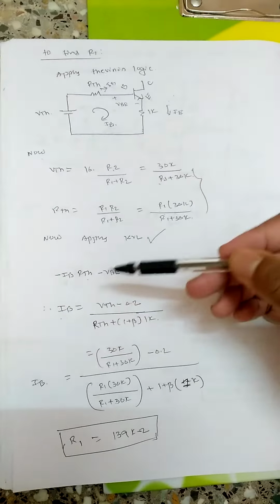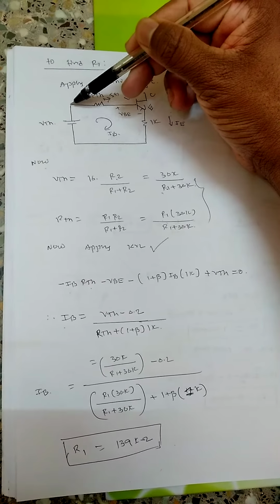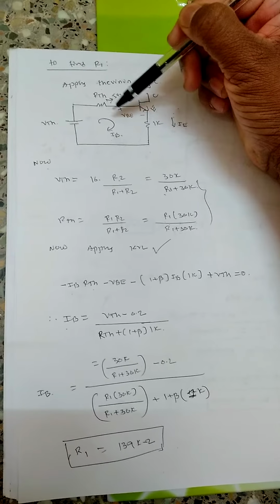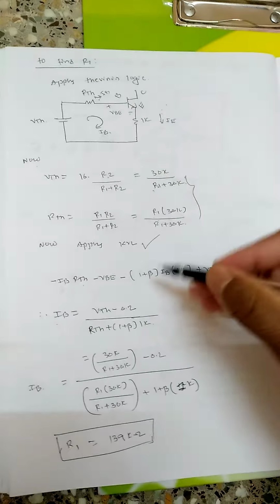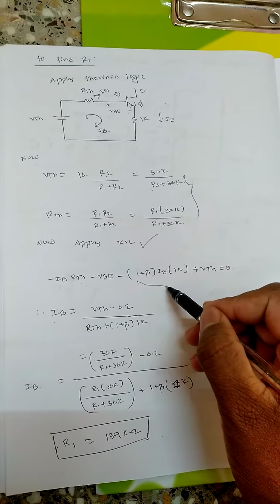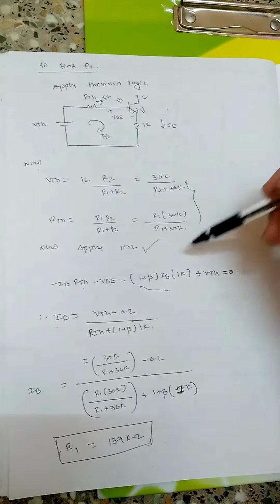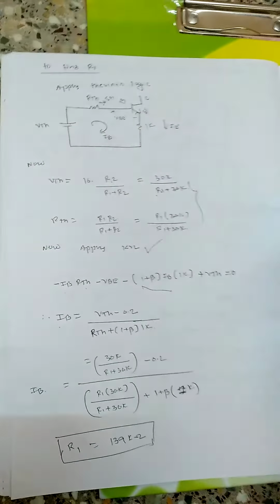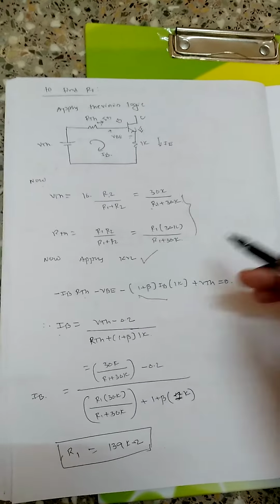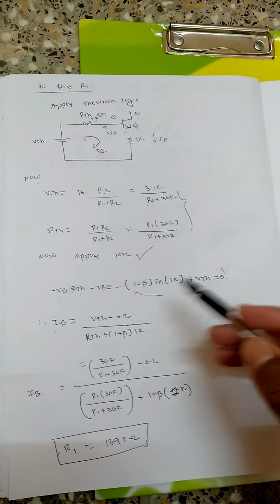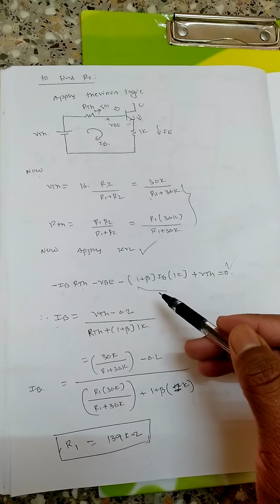So, minus IB into RTH, minus VBE, minus IE. IE I can write as, as I have already told, 1 plus beta into IB, into the resistance 1K, plus VTH equal to 0. So that is this drop. I have got the base equation, that is this equation. Now rearrange this equation, because I need to find out R1 here.